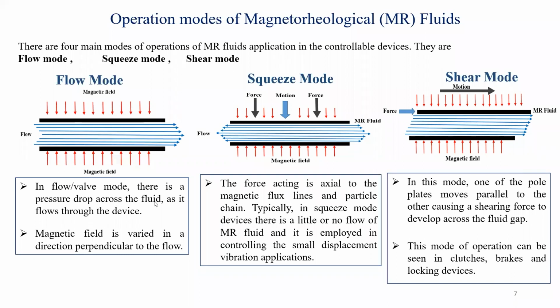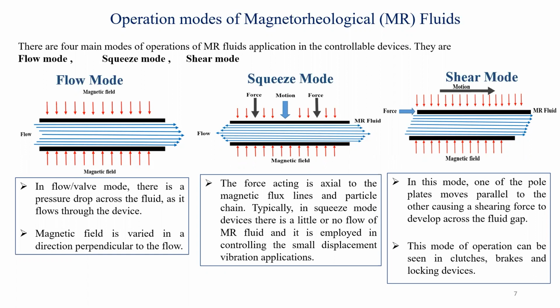The pressure drop across the fluid as it flows through the device. The magnetic field is varied in the direction perpendicular to the flow. Just now I have told you that this is the flow direction and this is the magnetic field direction. Flow direction and magnetic field are perpendicular. Such a mode is called the flow mode.